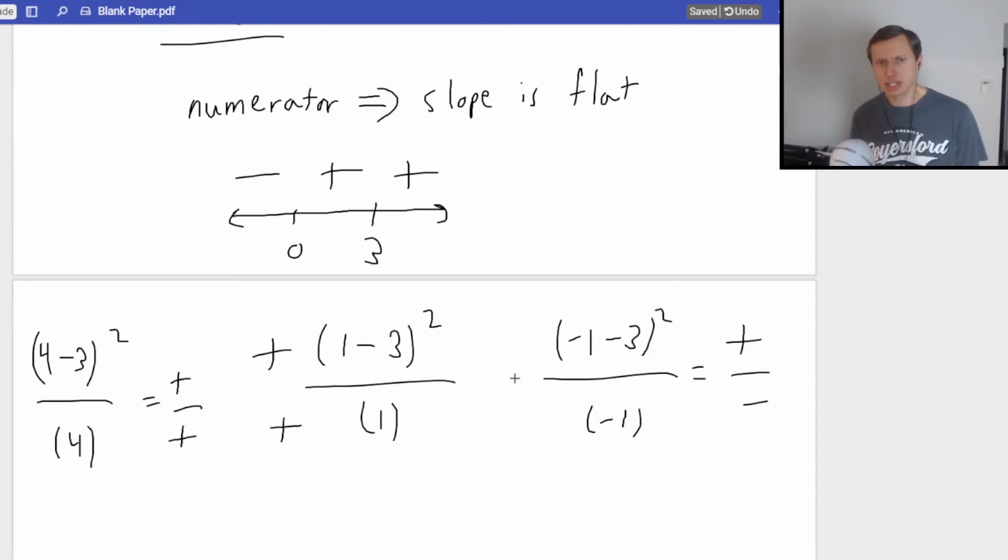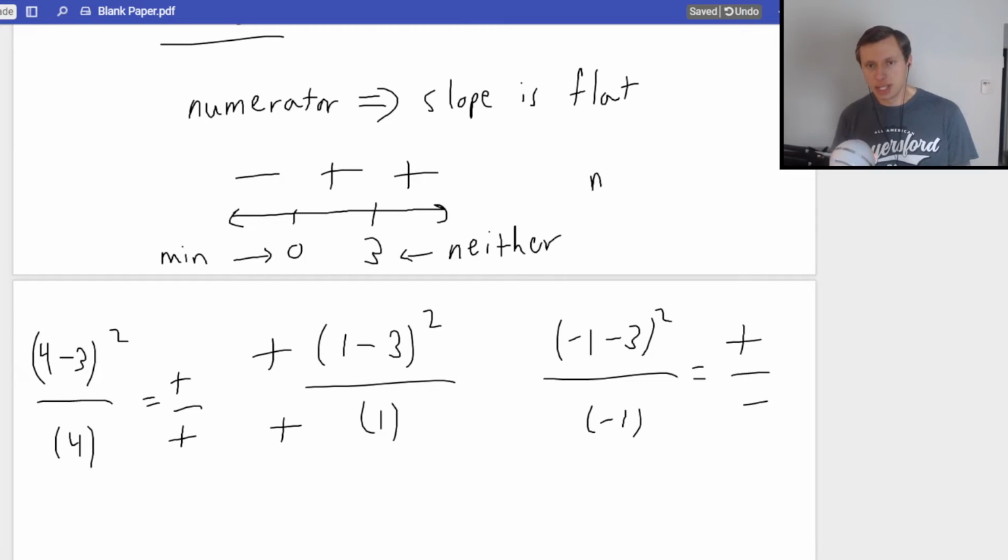And now if I were to ask us, where's the maximum, where's the minimum? We see at x equals 0, since we have negative followed by positive, that's going to be our minimum, right? Minimum at x equals 0. And then at x equals 3, again, it's neither because there's no sign change. So I'm going to say min at x equals 0.